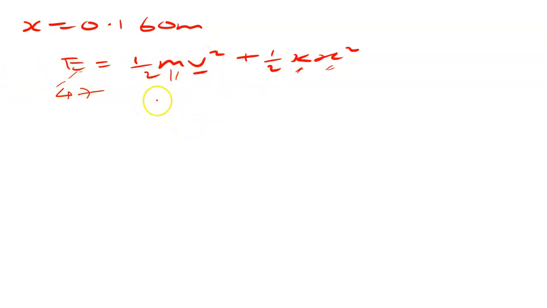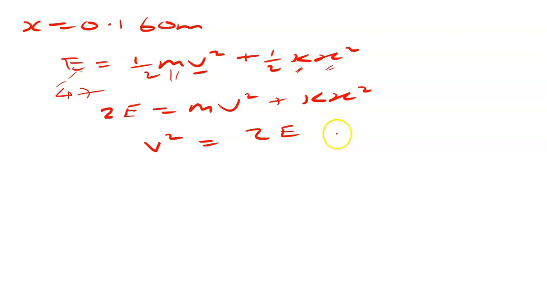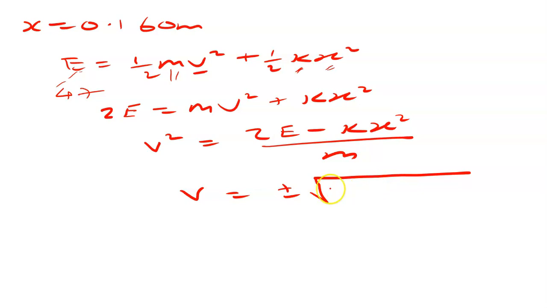So making this one the subject, you have 2E is equal to mv squared plus kx squared. Then this term can go to the other side, then you divide by m. So you're going to have v squared is equal to 2E minus kx squared over m, and then v is going to be plus or minus the root of 2E minus kx squared over m, all of them under the root.